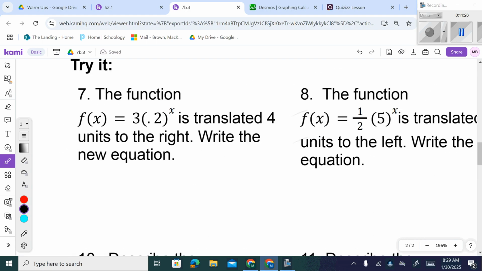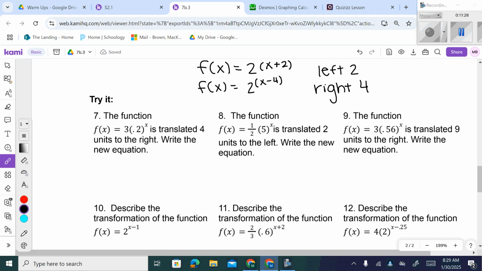So number 7. It says f of x equals 3 times 0.2 raised to the x. It's translated right 4. How am I going to say right 4? I do need a negative 4. Where is it going to go? In the spot of the h or in the spot of the k? The h. So I'm going to have x minus 4 in my exponent.